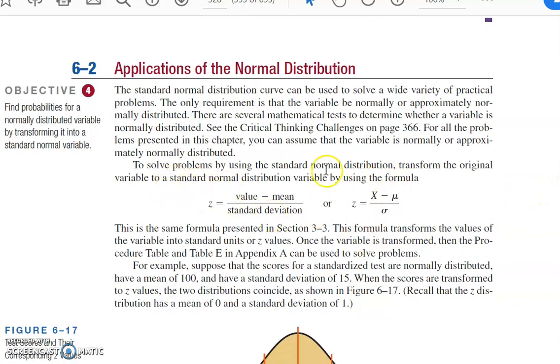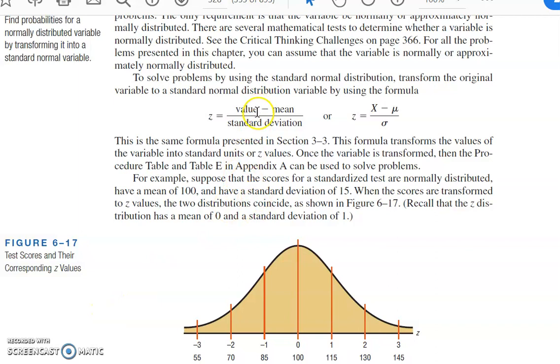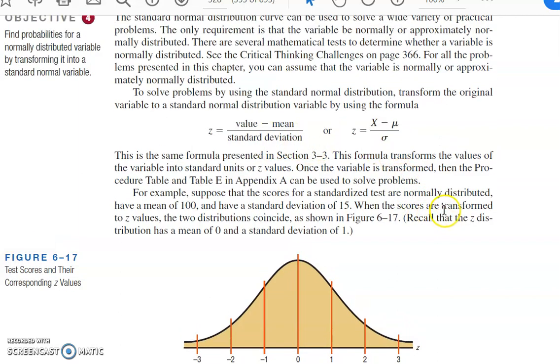Well, here it is. To transform the original variable to a standard normal distribution variable, here's the formula. The original value, okay, and we'll see an example here in just one second. I think in the very next example, we're talking about liters of blood, okay? So X could be how many liters of blood each of your test persons has. So the value is the original value, liters of blood, okay? And you subtract the mean. Well, the mean is the mean of the original distribution, okay? And then you divide by the standard deviation. Well, that's the standard deviation of the original distribution.